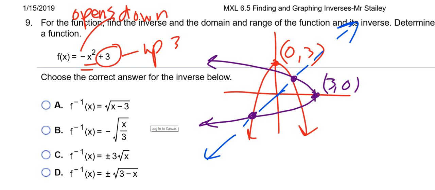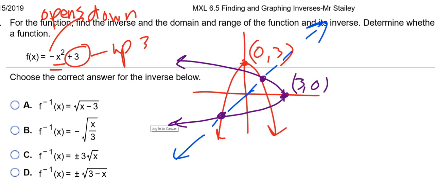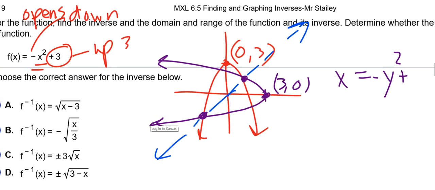Okay, so switch x and y. X equals negative y squared plus 3. Start solving. There's 3 things you need to do. Save the square root to the very end. Now, remember, in the order of operations, you know, I don't know if they taught you the whole PEMDAS thing, or please excuse my dear Aunt Sally. So when you're solving equations, you go backwards through the order of operations.